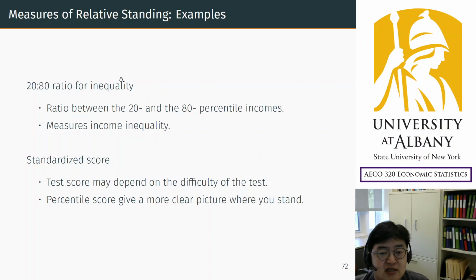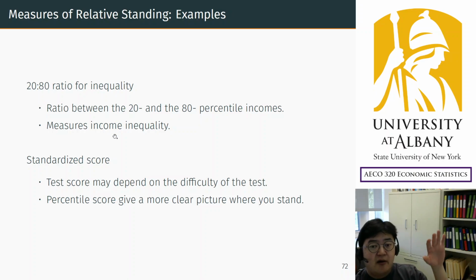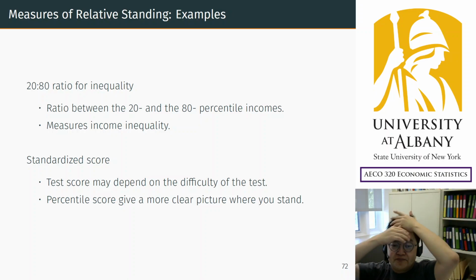Another example is income inequality, which is often represented by the 20/80 ratio. So this is the difference between the bottom 20% and top 20%. It measures the difference between two relative rankings, standings, right?